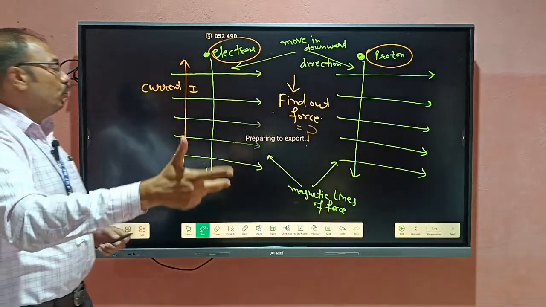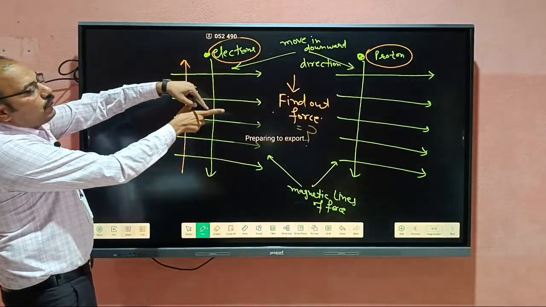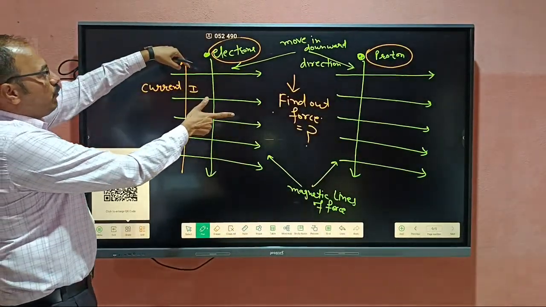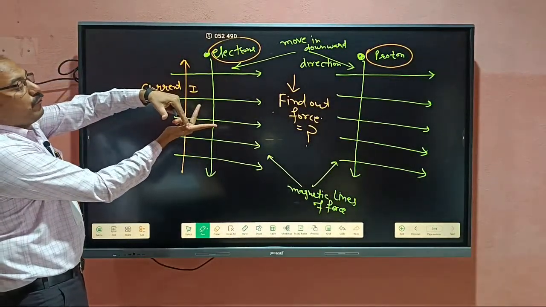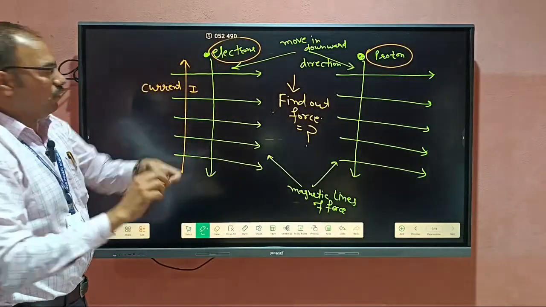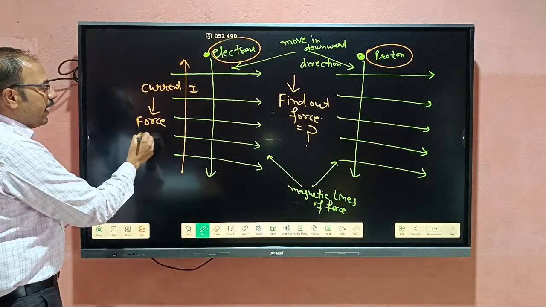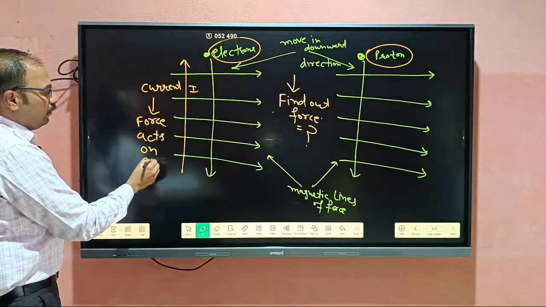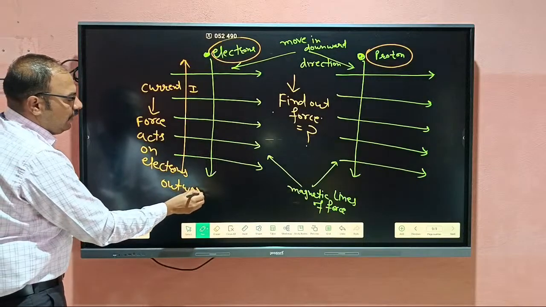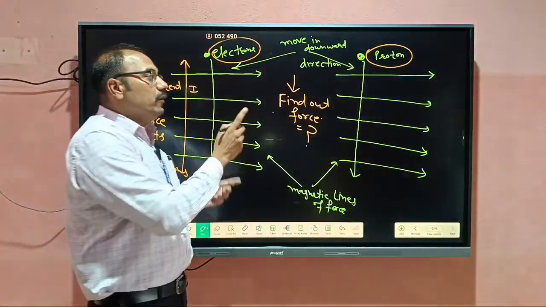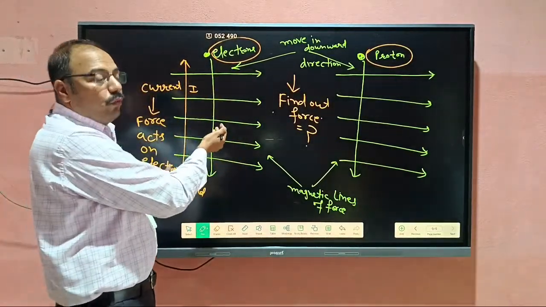So according to the right hand rule, align your first finger in the direction of the magnetic field. So this is the magnetic field. Align your first finger in the magnetic field, and this is the direction of the current. Then the thumb gives the direction of force. So here what is the force? The force acts on the electron in the outward direction, perpendicular to the board. So these electrons are deflected in the outward direction perpendicular to the board.